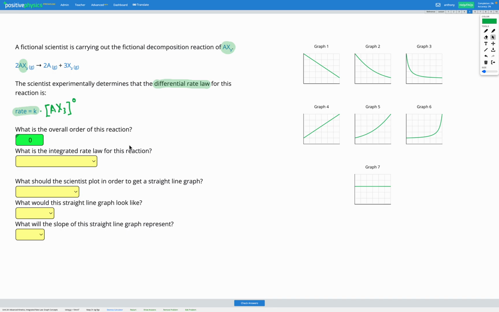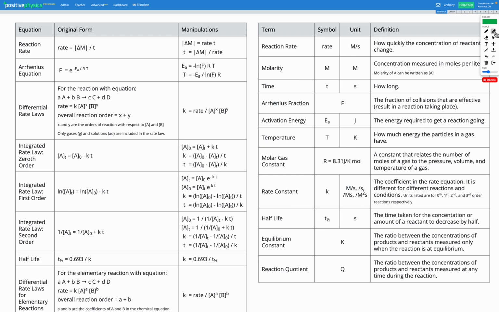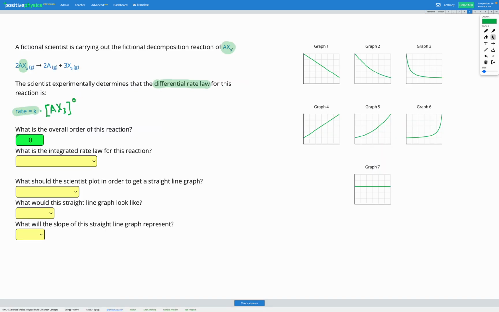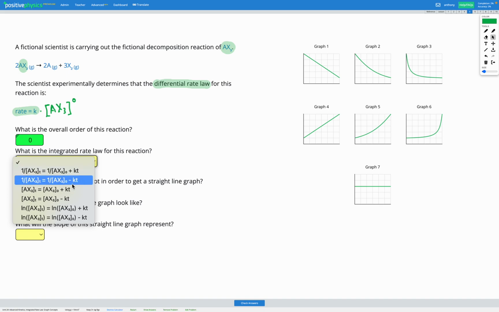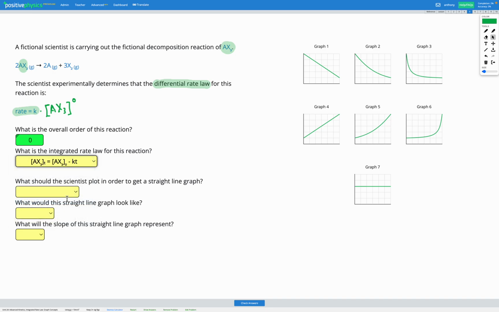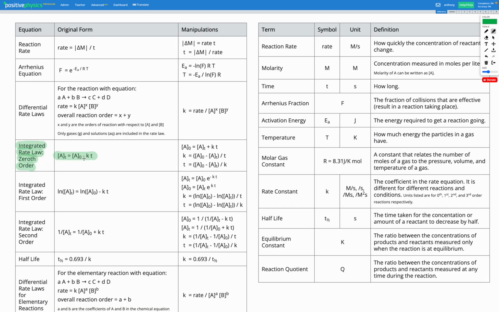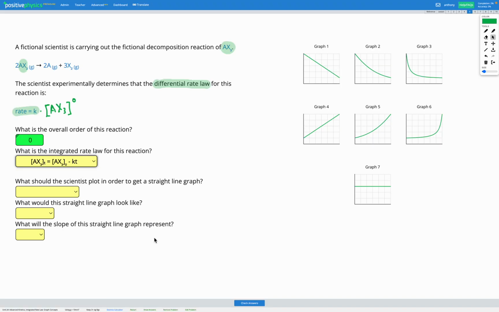Now we need to find the integrated rate law for this reaction. So let's head to our reference sheet. We're looking for the integrated rate law for a 0th order reaction. That is here. So this is our integrated rate law for our 0th order reaction. The concentration of the reactant at time t is equal to the concentration of the reactant at time 0 minus kt. So let's select the right equation there. So it's going to be this one here. And again, there's an option with a plus or a minus. I just want to check. Yes, it's a minus kt for the 0th order law. So there's our integrated rate law for this reaction.